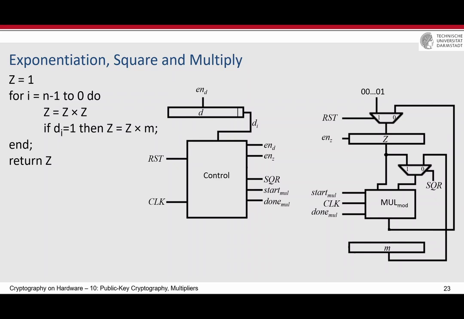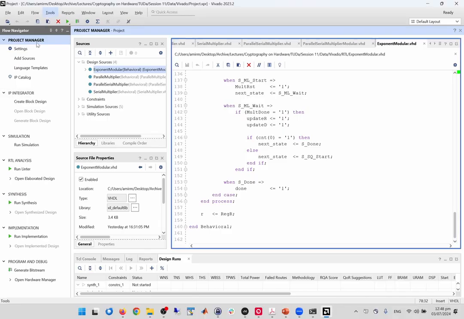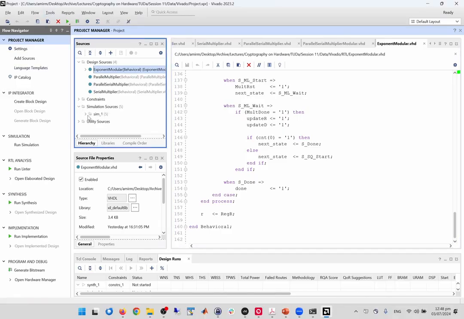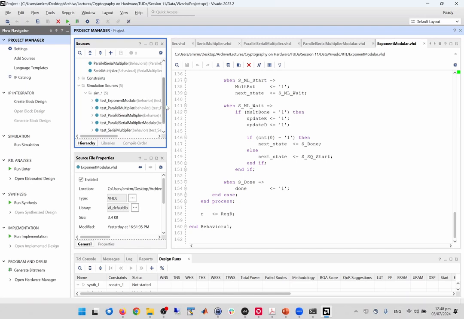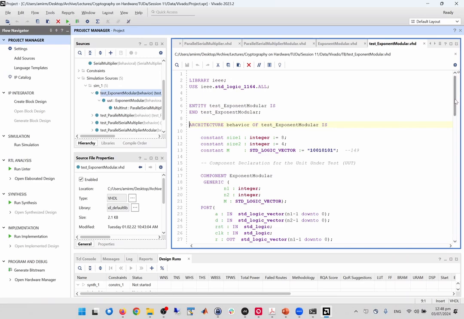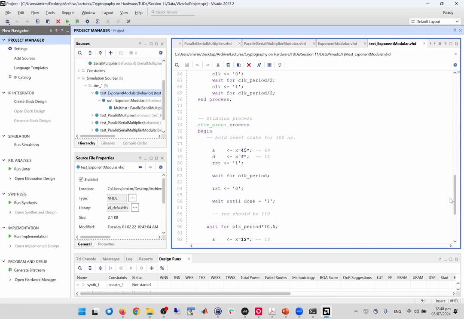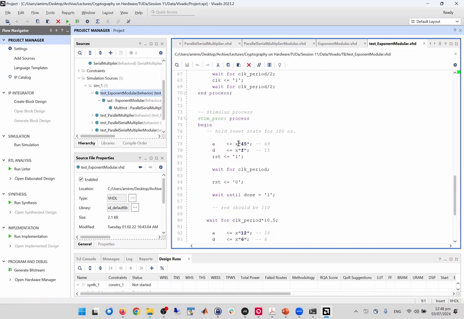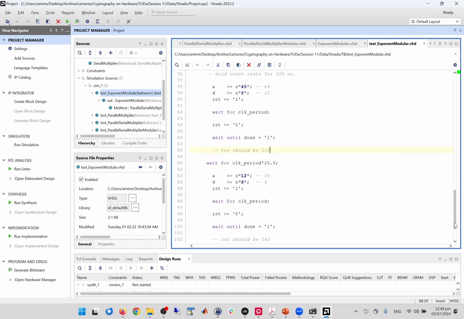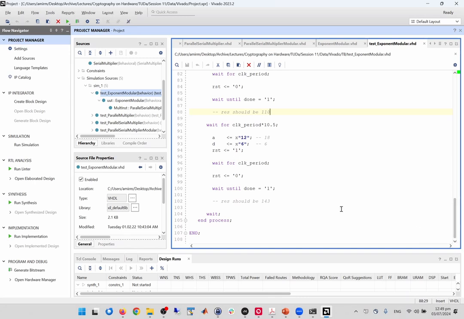For every one of these implementations, I also provided a simulation or test bench for you. I mean, you can try and check it for yourself. For example, here, test exponent. And there are some tests here, and what should be the output, and so on. Then you can change the parameter, and then run it by yourself and see how many clock cycles it actually takes.